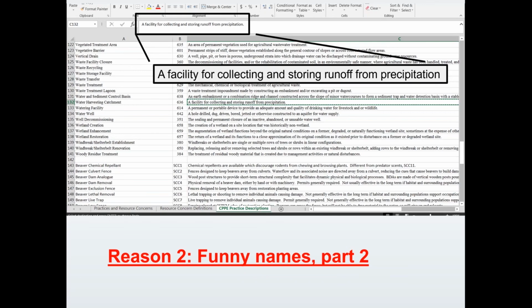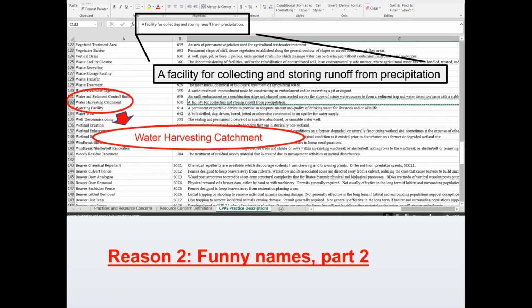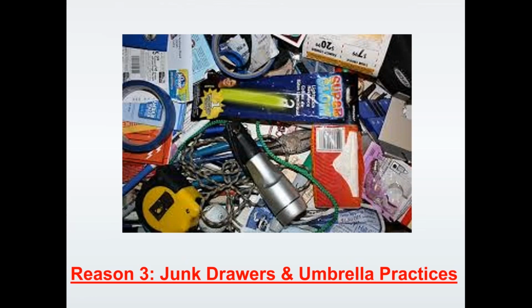If this thing will advance, come on. If you look in the list of practice definitions in CPPE, you find something that says a facility for collecting and storing runoff, and that is called a water harvesting catchment. So I'm getting my folks that are working in the stormwater world to think NRCS, so that we're calling the same practice the same name, so that when we go to query it, we get a complete picture.